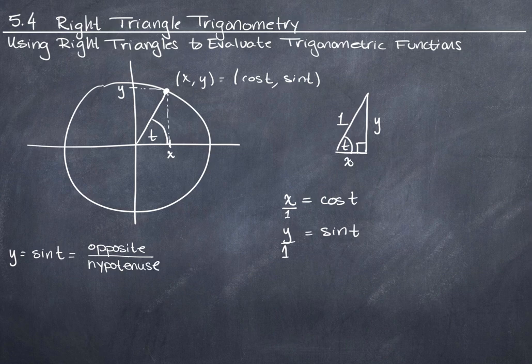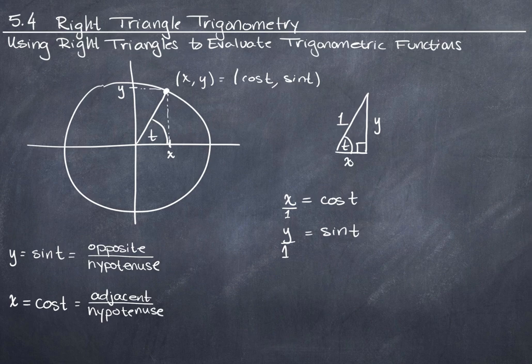We could do the same thing with cosine. The cosine of t is x over 1, so from the perspective of this angle, the cosine of this angle is the length of the side right next to it over the hypotenuse. The side right next to it, we call that the adjacent side. So x is how we've always defined cosine of t up to this point. We can also write that as adjacent over hypotenuse.